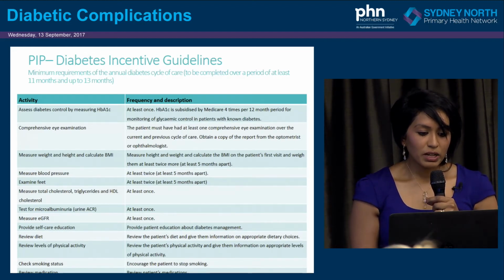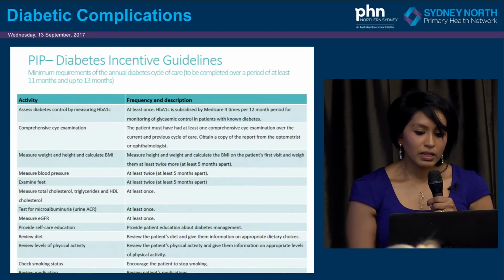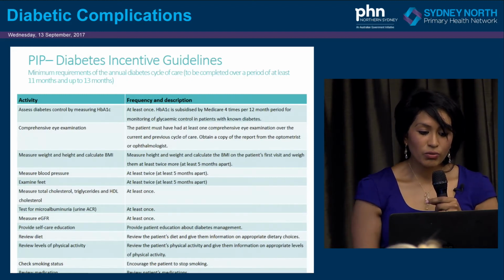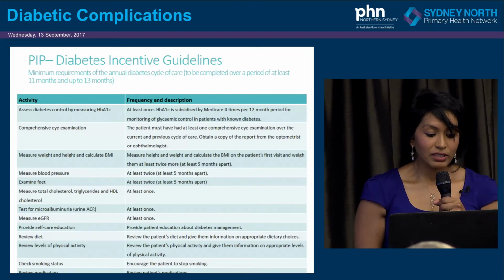So it's doing an HbA1c at least once a year, but really it's covered by Medicare every 3 months. So it would be good to know more frequently than once a year how your patient's going with their glycemic control. Having an eye review once every 2 years is what it specifies here. Having a weight and BMI checked twice a year, having blood pressure and feet checked twice a year, so you would use that 60-second foot check and that would be covered.